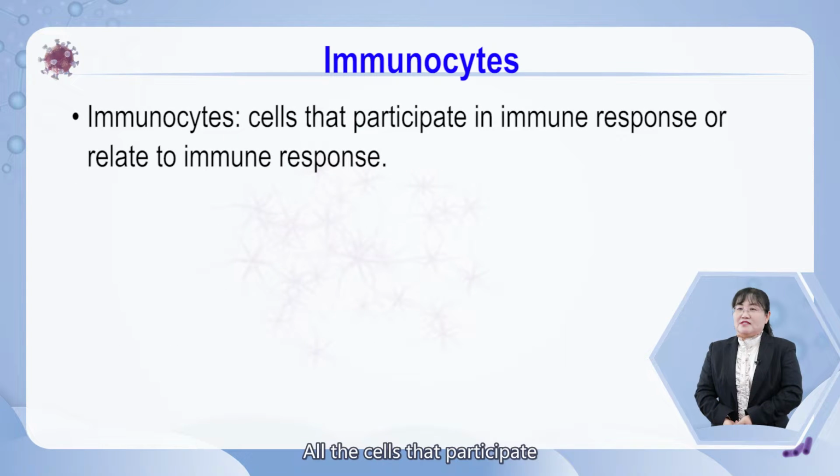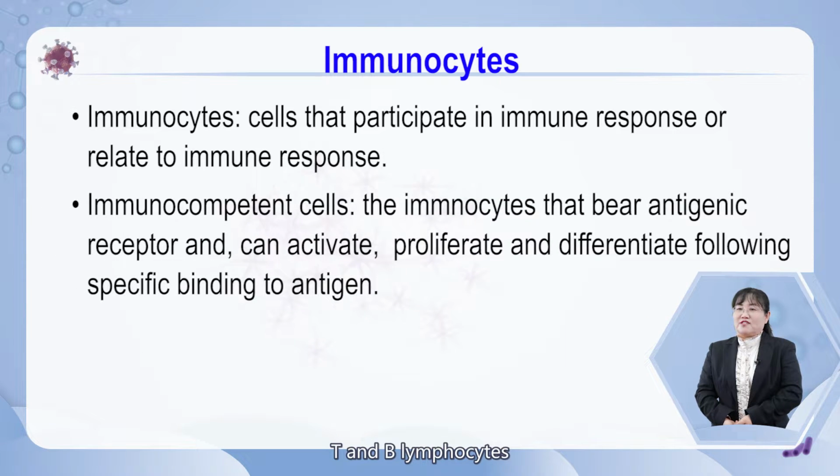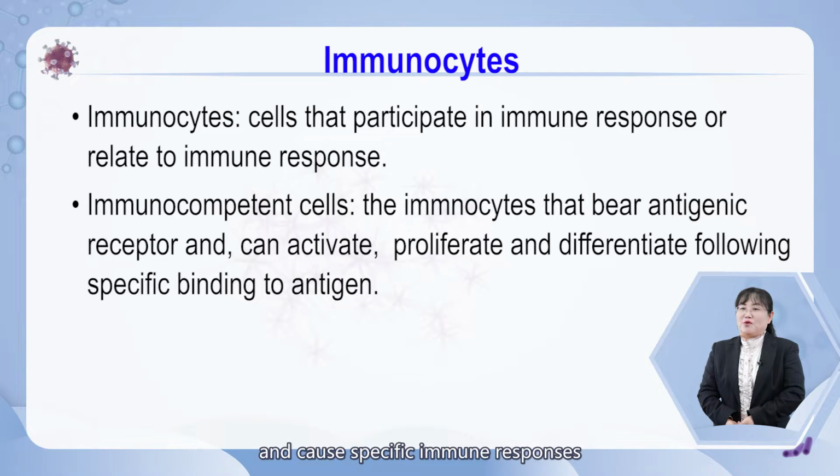All the cells that participate in the immune response are called immunocytes. Among them, T and B lymphocytes play key roles in the immune response. T and B lymphocytes can differentiate, proliferate, and cause specific immune response after they recognize specific antigens. Thus, they are called immunocompetent cells.